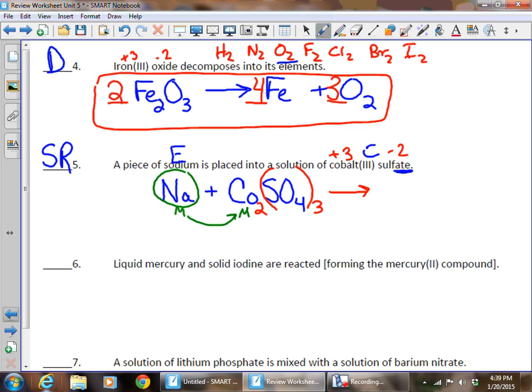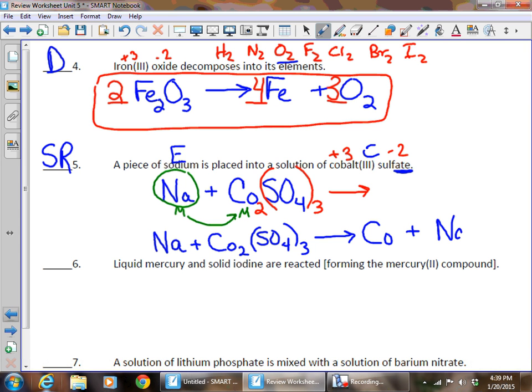This is a really sloppy reaction right now, and I don't want it to look like that if I'm taking a test. So I'm going to rewrite it so it looks good. Cobalt's going to be by itself now, and sodium is going to be with sulfate. Make sure you find your charges. Sodium is a +1, sulfate's a -2, so we're going to need a 2 here for our sodium. Cobalt is not one of our hydrogen 7, so it does not need a 2 after it, and all we have left to do is balance now.